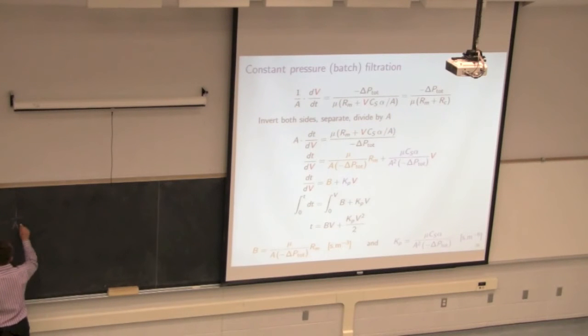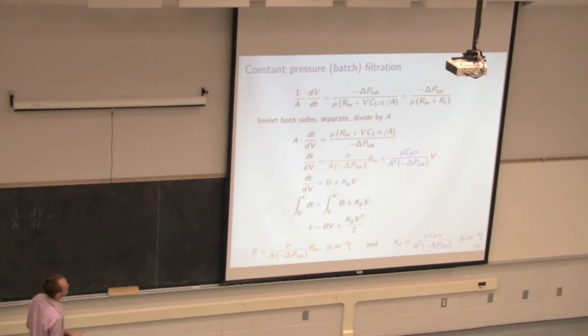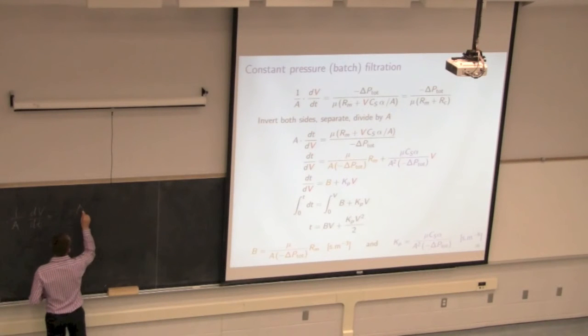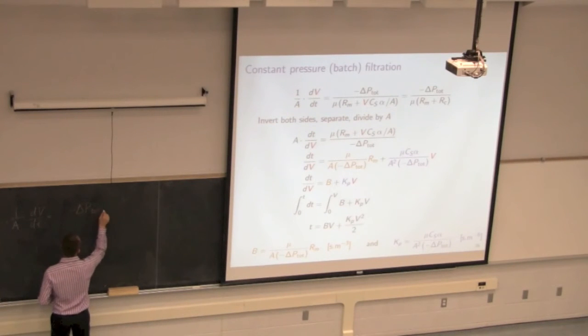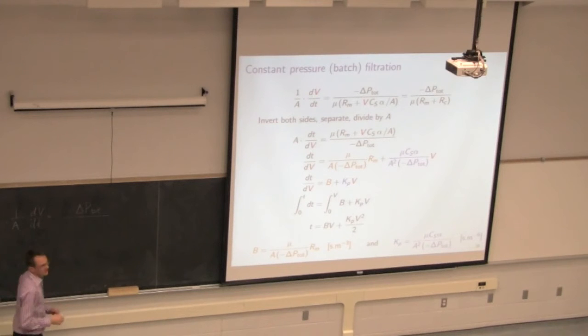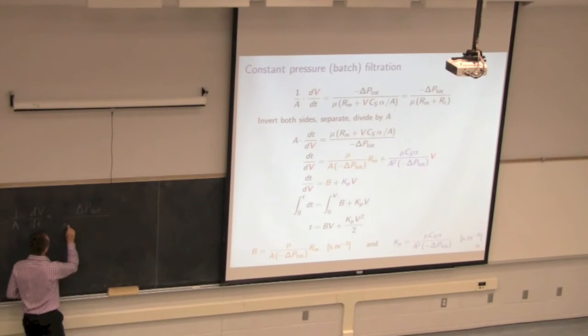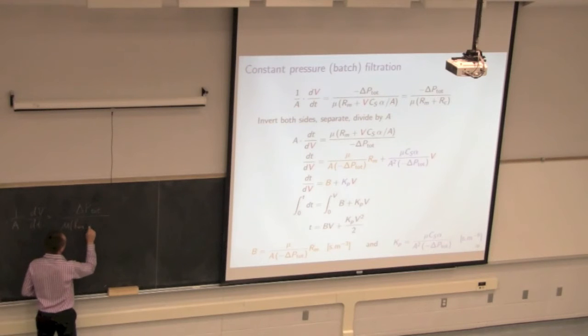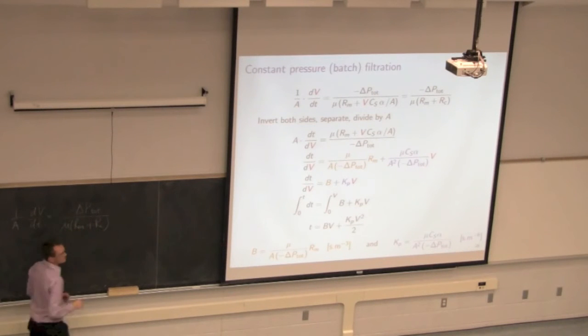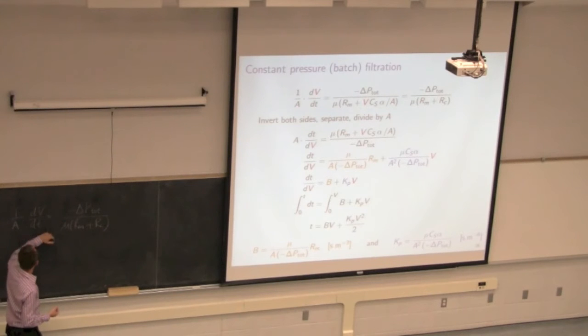We've got 1 over the area times dV by dt. And as shown in the first line over there, we ended up with this equation that says the total pressure drop over the unit, that's our driving force. And we have two resistances. We've got the medium's resistance Rm, and we have resistance due to the cake. So driving force over resistance is equal to flow per unit area. So it's the standard equation we have in all of engineering.